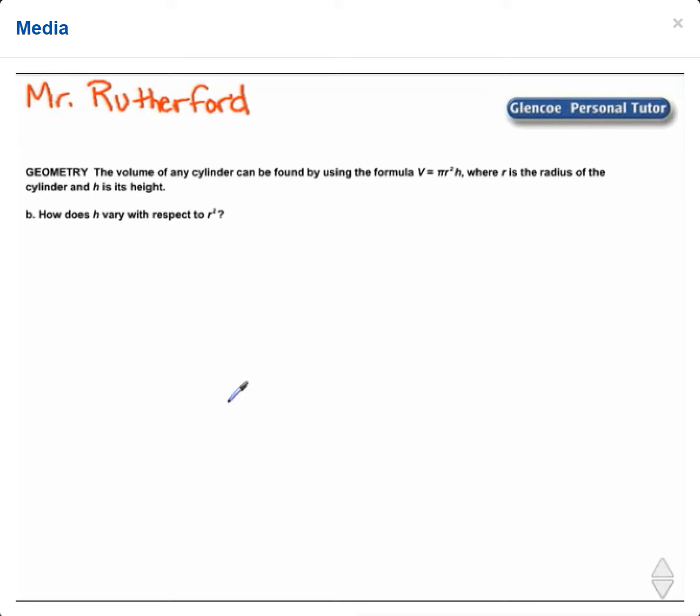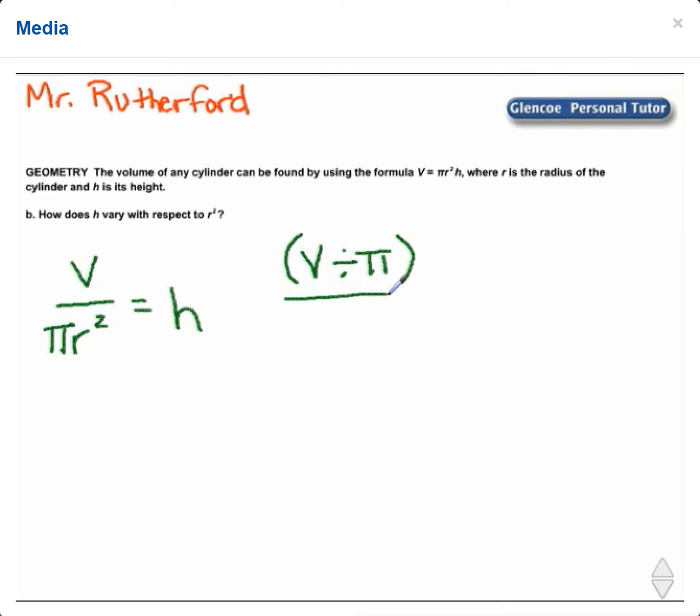B. How does h vary with respect to r squared? Let's go ahead and rewrite again our conclusion that we came up with before in part A. Volume over pi r squared equals our height. Now, to decide how our h varies with respect to r squared, we need to get r squared by itself in the denominator here. So let's rewrite this as V divided by pi. So that will be our non-zero constant in the numerator, and then our r squared will be left in the bottom. So it's all by itself, and that is still equal to the height, or h.